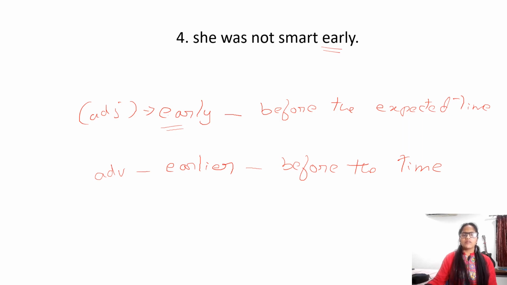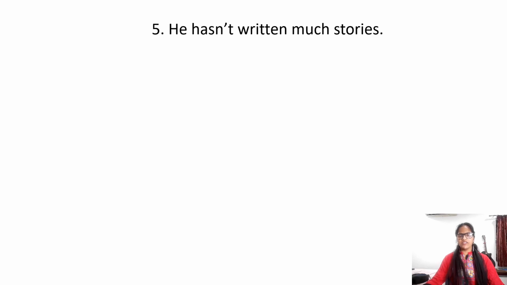She was not smart. Smart is an adjective. Now this early is talking about an adjective. So the word that tells about an adjective has to be an adverb, right? So we need an adverb here, not an adjective. Now what is the adverb form of early? It is earlier. The correct answer is: She was not smart earlier. Hope you understood.